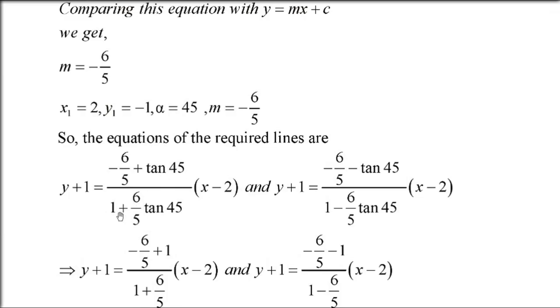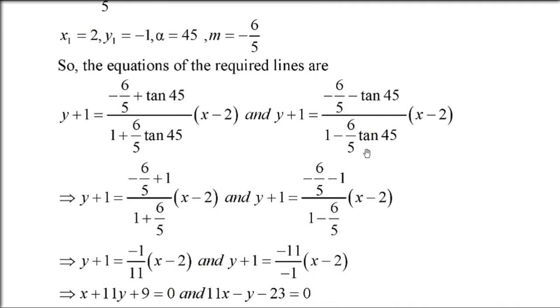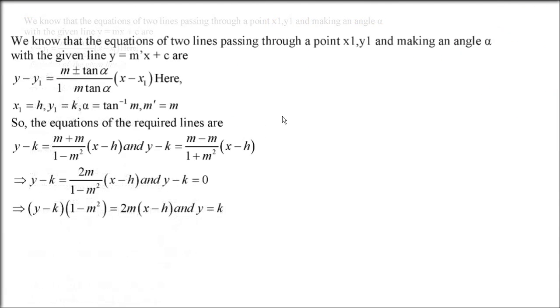And then you take plus numerator and negative denominator. So the first equation will come. So you have this minus 6 by 5. And in the denominator, because it is minus 6 by 5, it has come plus because minus was there. Similarly here, the denominator is negative because we have taken plus, but it is minus 6 by 5. So x plus 11y plus 9 is one equation. The other equation is 11x minus y minus 23.